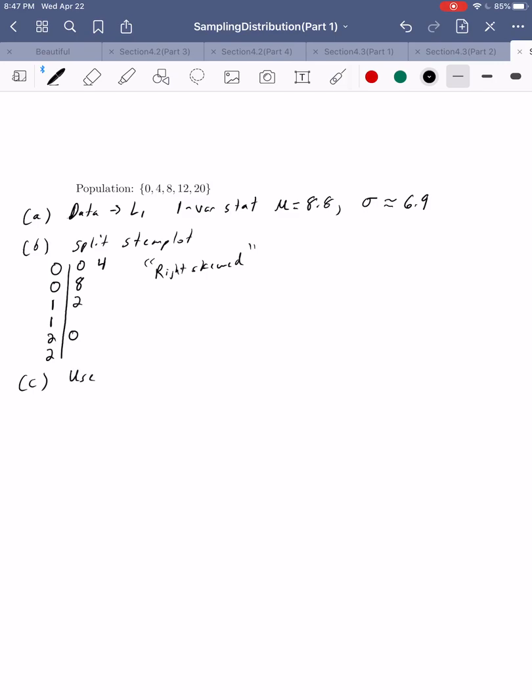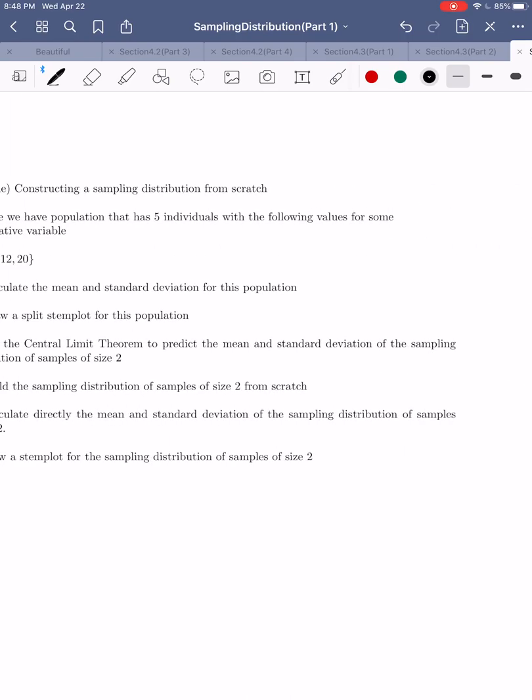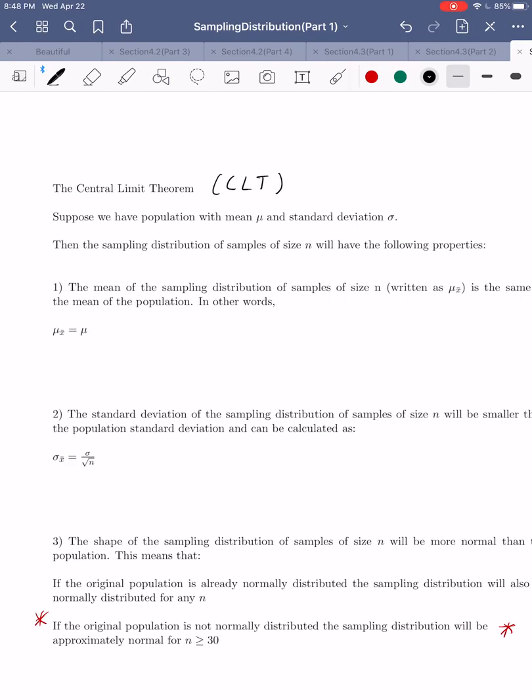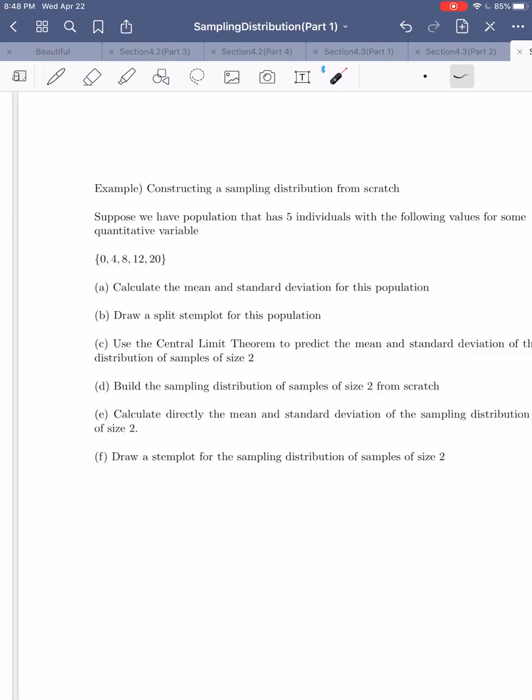Now, let's go ahead and use that central limit theorem. We want to use CLT to predict the mean and standard deviation for the sampling distribution with n equals 2. So let's go back and take a look at what the central limit theorem tells us. The first thing that the central limit theorem tells us is that the mean of the sampling distribution should be the mean of the population. So what does that tell us here?